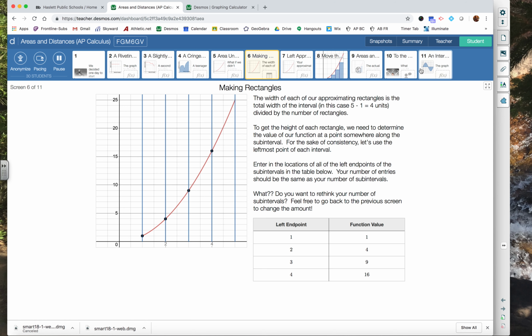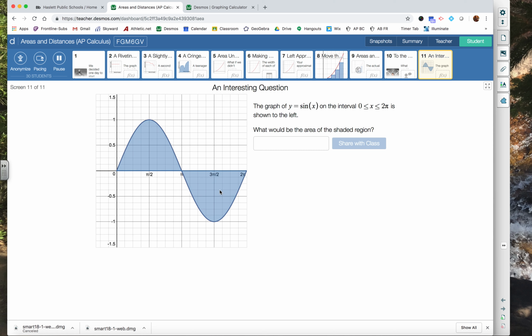Okay. This last one on here was on here to just get you thinking about what happens if we have area that is below the x-axis. Okay. The weird part about what we're going to do is we're going to actually consider the stuff that's below the x-axis to be a negative area. So in this case right here, the total area would be 0 because the positive area matches up with the negative area.